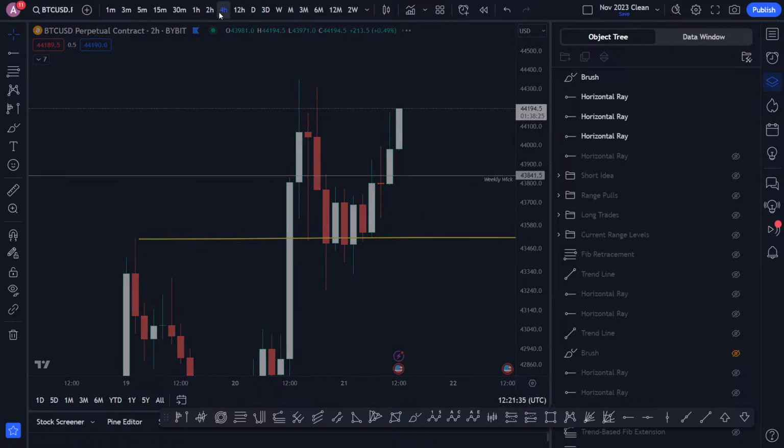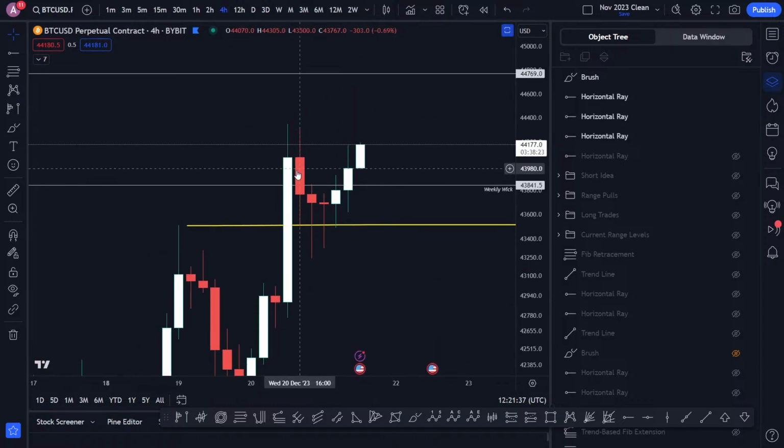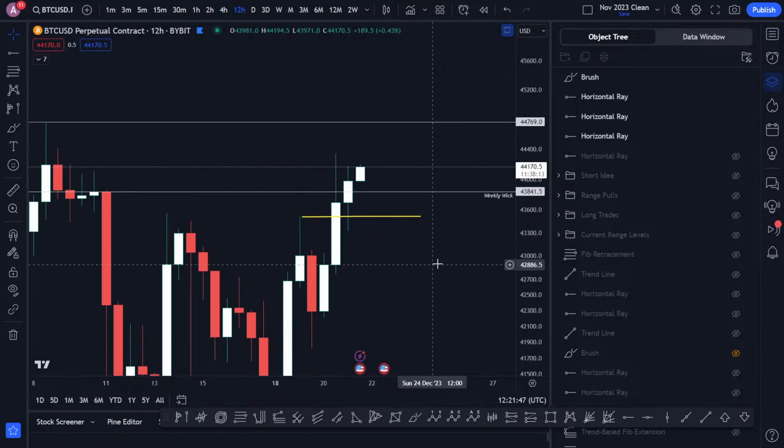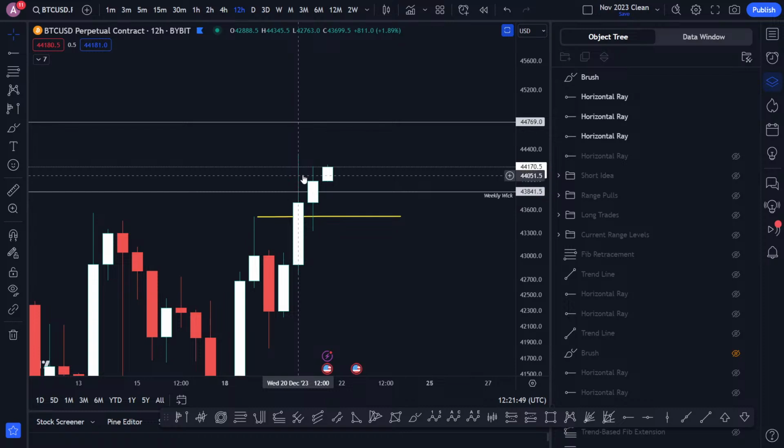And then on the 4-hour time frame, it looks like, wow, look at this. This is quite bullish because you've closed above, you're coming back in to test. And on the 12-hour time frame, it's basically saying the same thing.